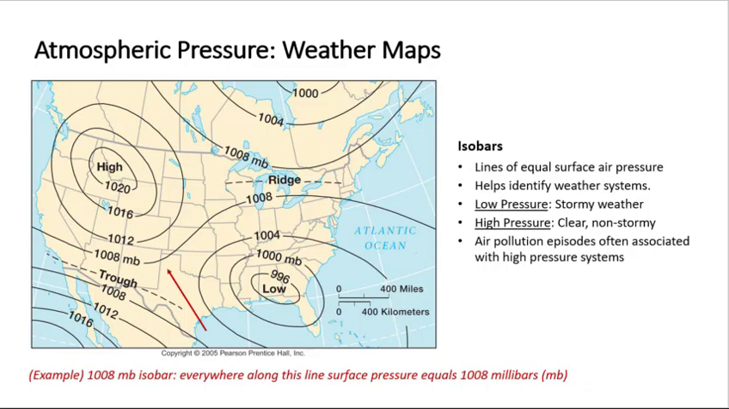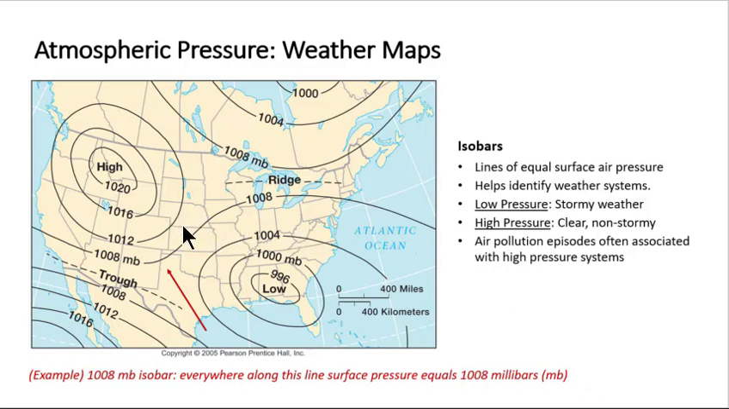The lines on this kind of a meteorological map are called isobars. Along a given isobar, the pressure is the same according to the label of the isobar. For example, the isobar pointed to by the red arrow on this map is the 1008 millibar isobar, meaning that everywhere along this line the surface pressure is 1008 millibars.